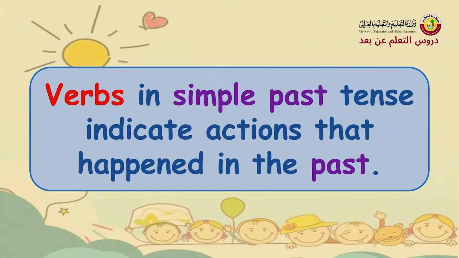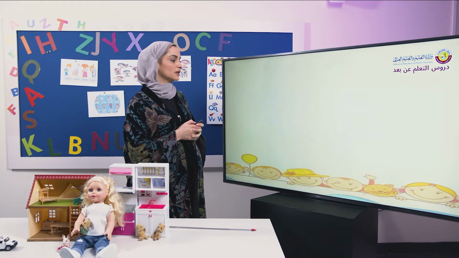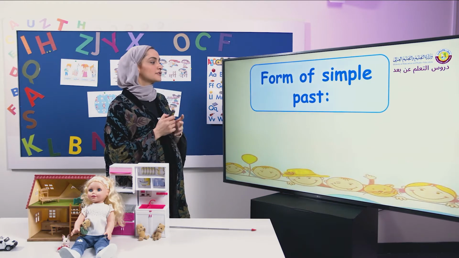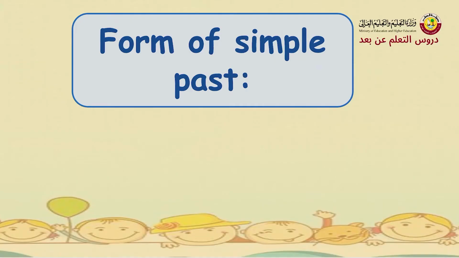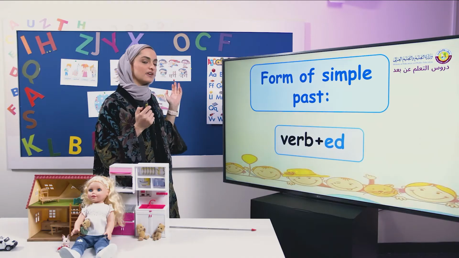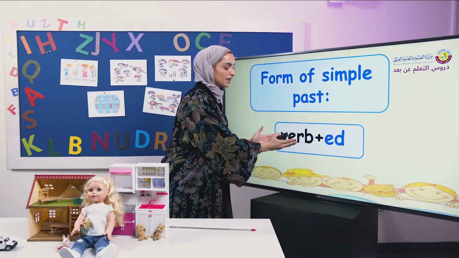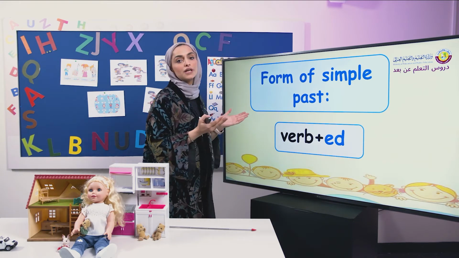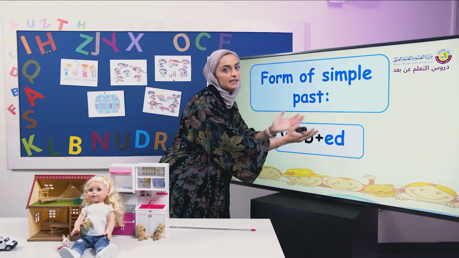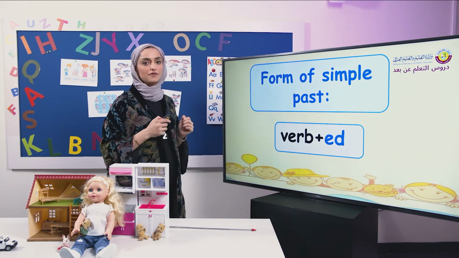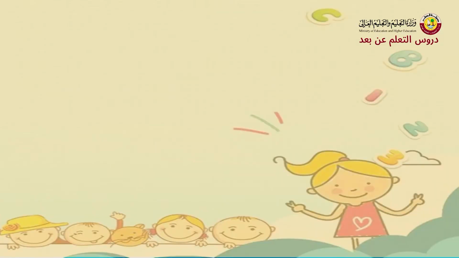Okay, my students, now let's move on and see what we have next. Super, we have the form of simple past. Let's see how we form the simple past. Very easy. Here we have the main verb and all we have to do is add ed at the end of the verb. Great job.